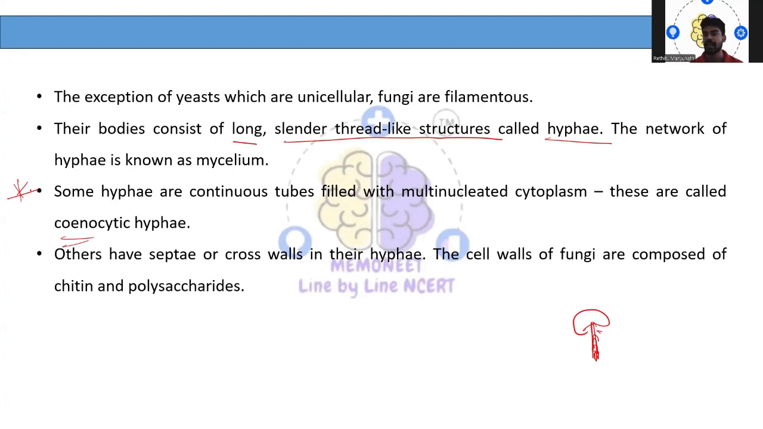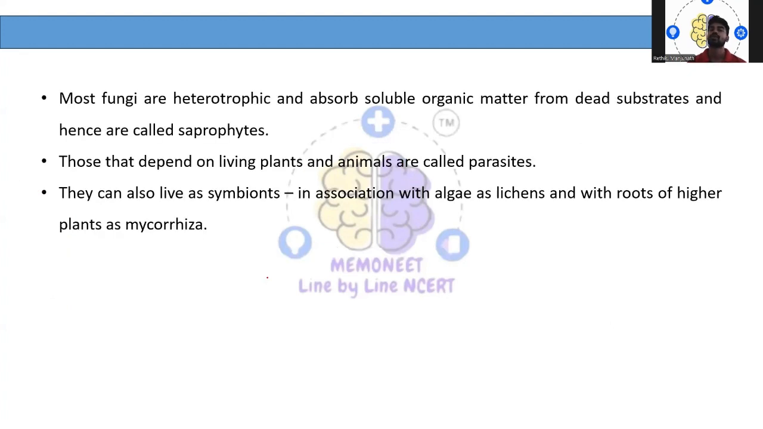Others have septa or cross walls in their hyphae. The cell walls of fungi are composed of chitin or polysaccharides; that is, the cell wall is made up of either chitin or polysaccharide. Most fungi, as I told, are heterotrophic in nature, and they absorb soluble organic matter from dead, decaying substances, and hence they are called saprophytes.